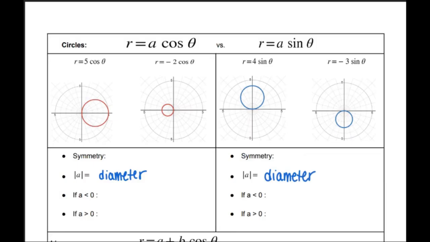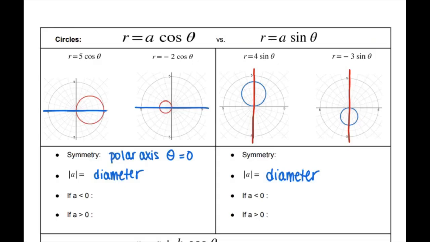Now, in terms of symmetry, we can cut it along the x-axis, which is your polar axis, and that's theta equals 0. But for the sine equations, the symmetry is over the y-axis, which is theta equals pi over 2.